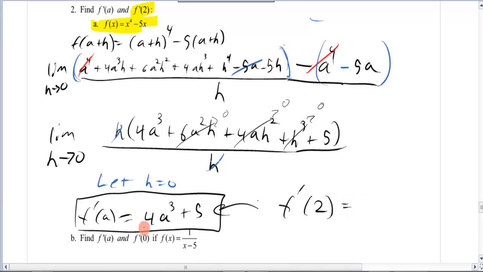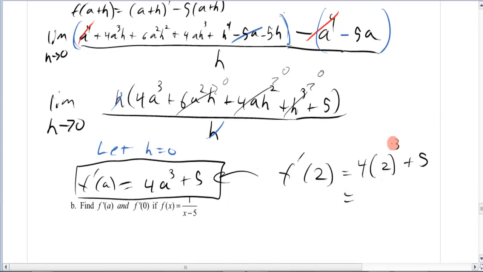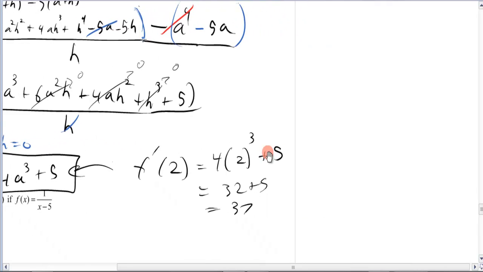That just means we take our f prime function, our derivative function, substitute in a 2, and figure out what that is. So 2 cubed is 8. 8 times 4 is 32. 32 plus 5 is 37. So what is that? Well, this is the slope of the line at the x value 2. And I guess I should say, when I say the slope of the line, what I actually mean is the slope of the tangent line.